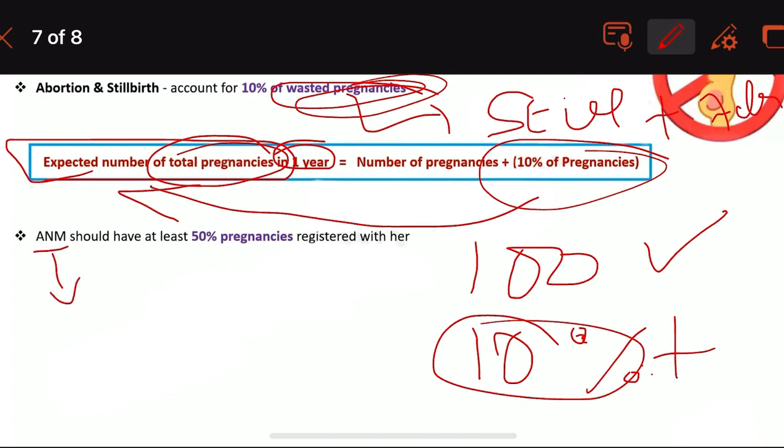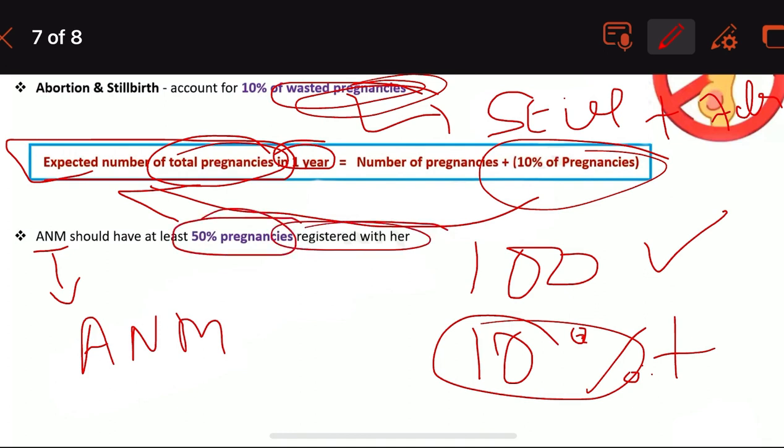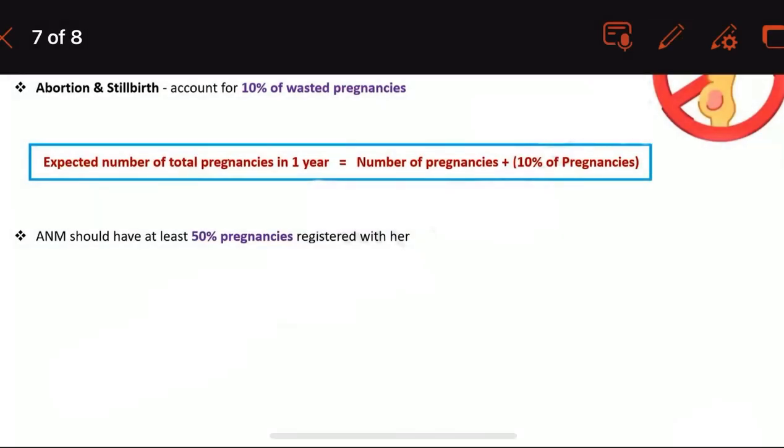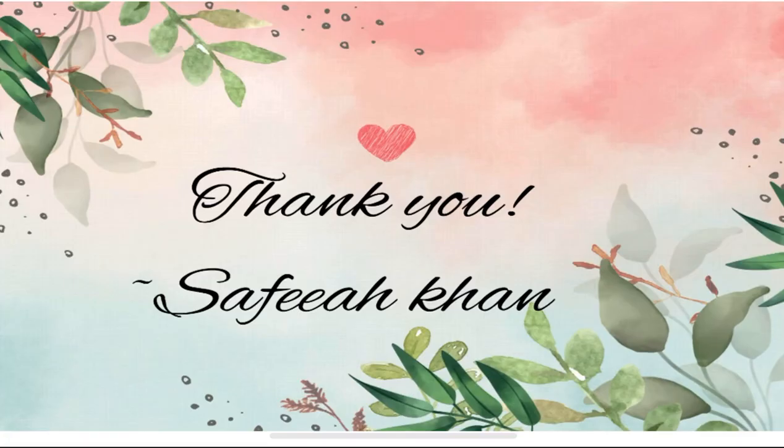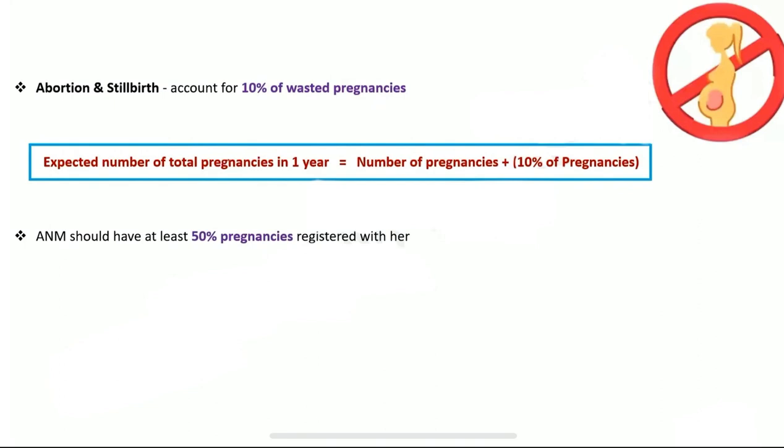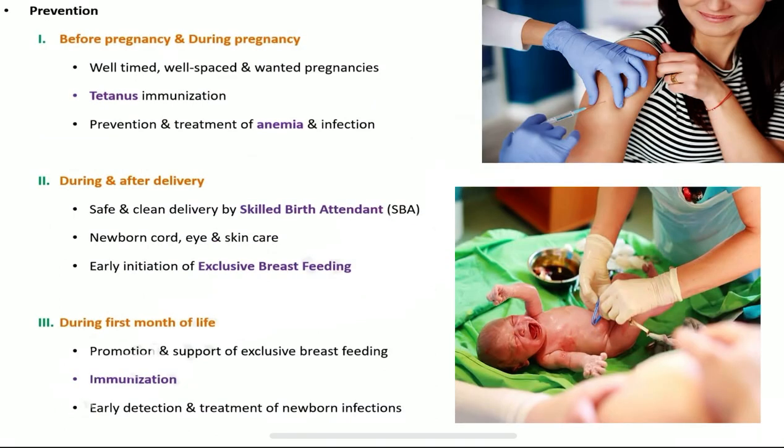The auxiliary nurse midwife, ANM, should have a record of at least 50 pregnancies registered with her. So we see that at least 50 pregnancies should be registered by the ANM. So this was all about the perinatal mortality. Let us revise the MCQ questions.